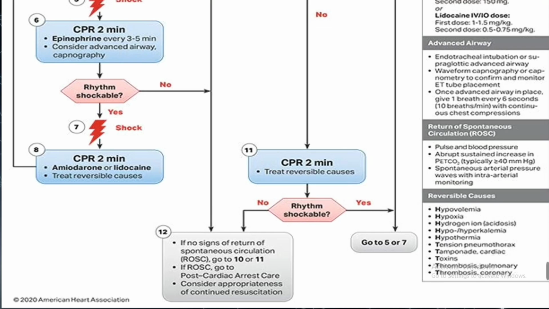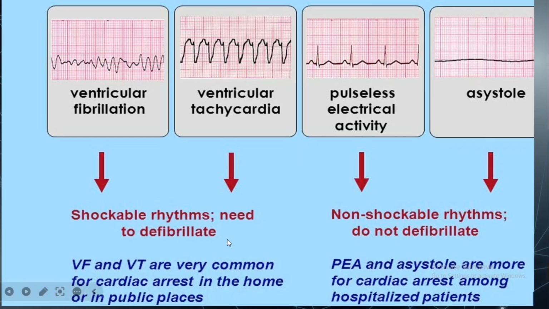Then we talked about the shockable rhythms. We need to defibrillate. This is your ventricular fibrillation. This is your ventricular tachycardia. This is your pulseless electrical activity, and this is your complete flat line of the asystole. So these are shockable rhythms where we need to defibrillate, and these are more common. While pulseless electrical activity and asystole are non-shockable rhythms. We do not defibrillate. These are more for cardiac arrest among the hospitalized patients.